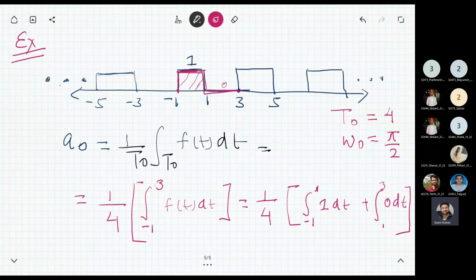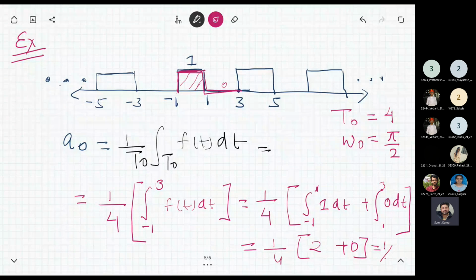Now why I took from -1 to 3 and not from -2 to 2? कोई बता सकता है रीजन? You will be getting the same thing anyway. So it is 1 by 4, and this quantity, first quantity is going to be 2, and second quantity is going to be 0. So it's again 2 by 4, that is equal to 1 by 2.